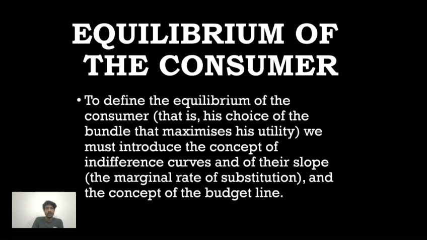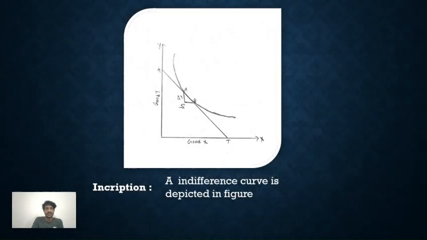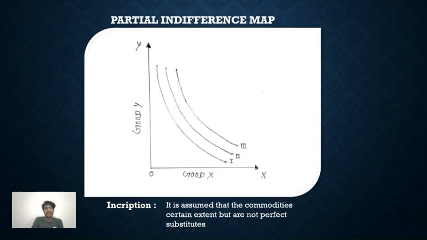Now our next topic is the equilibrium of the consumer. To define the equilibrium of the consumer, that is, his choice of the bundle that maximizes utility, we must introduce the concept of indifference curves and of their slopes, the marginal rate of substitution, and the concept of the budget line. Here the graphical representation of an indifference curve is depicted in the figure. Here is the indifference map.